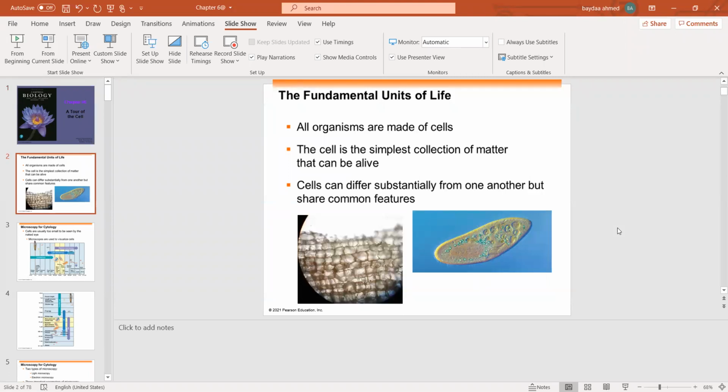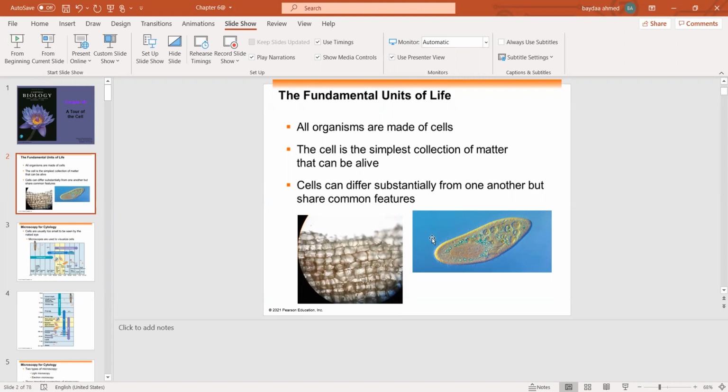The cell is an organism's basic unit of structure and function. Many forms of life exist as single-celled organisms, such as the paramecium shown here. Larger and more complex organisms, including plants and animals, are multicellular. In this chapter, we focus mainly on eukaryotic cells, cells with a nucleus. Let's go into cell theory.